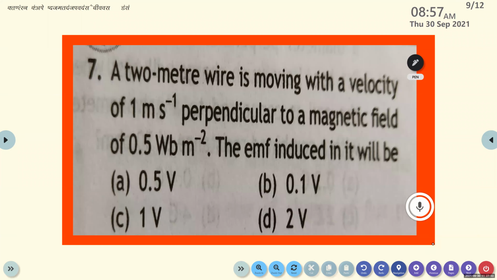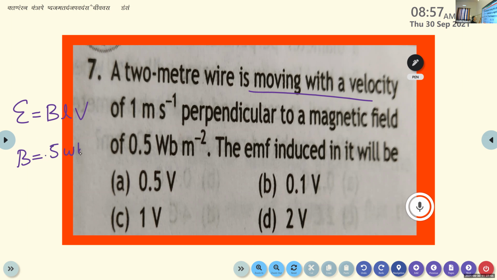BLV. Very good. Because here the conductor is moving. It is moving with a velocity of 1 meter per second. So the induced EMF is the motional EMF. It is given by E is equal to BLV. So here the value of B is given as 0.5 Weber per meter square.